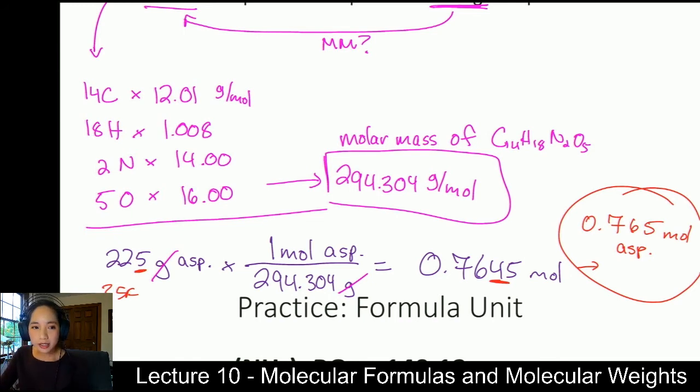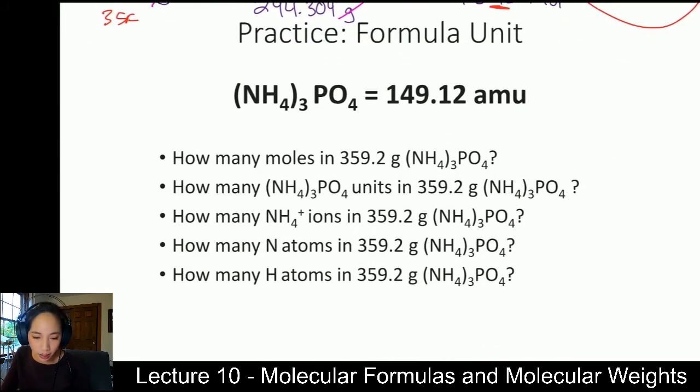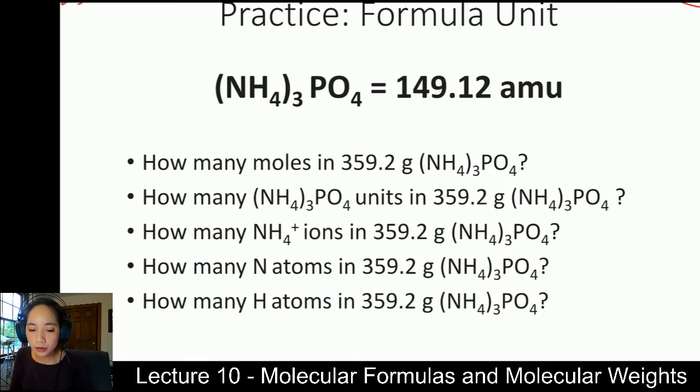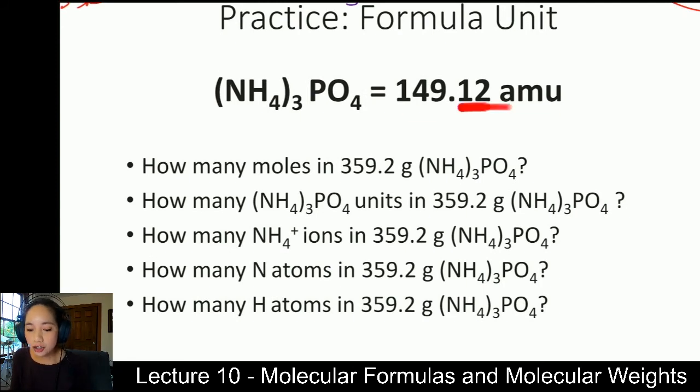To round out this section, let's do another practice problem looking at an ionic compound, ammonium phosphate. So I have that here. This is an ionic compound, so we're talking about formula units, and I actually give you the formula weight for this compound so you don't have to calculate it yourself. The formula weight is 149.12 AMU. That's the mass of one formula unit, so just one molecule of this. You can also write the molar mass of this compound as 149.12 grams per mole.